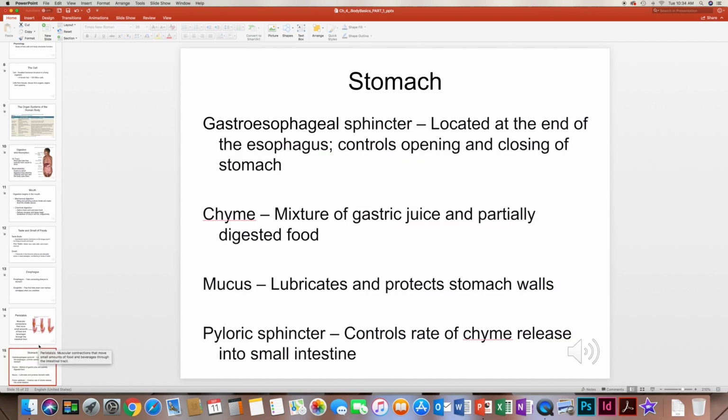In the stomach, you have the gastroesophageal sphincter, which is at the end of the esophagus, and it opens up to allow food to go into the stomach, and then it closes so it doesn't back up into the esophagus, giving you reflux or heartburn. In the stomach, you have a mixture of gastric juices and something called chyme, where foods are starting to finally be partially digested. And you have mucus that lubricates and protects the stomach walls. The pyloric sphincter controls the rate at how much chyme is released into the small intestines. So that connects the stomach into the small intestines.